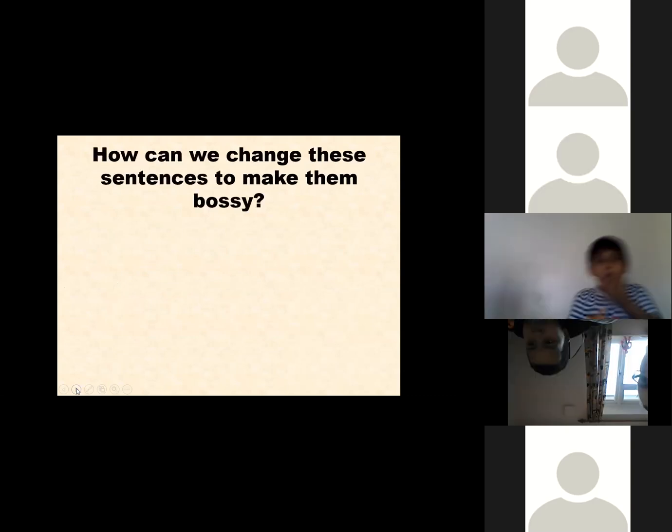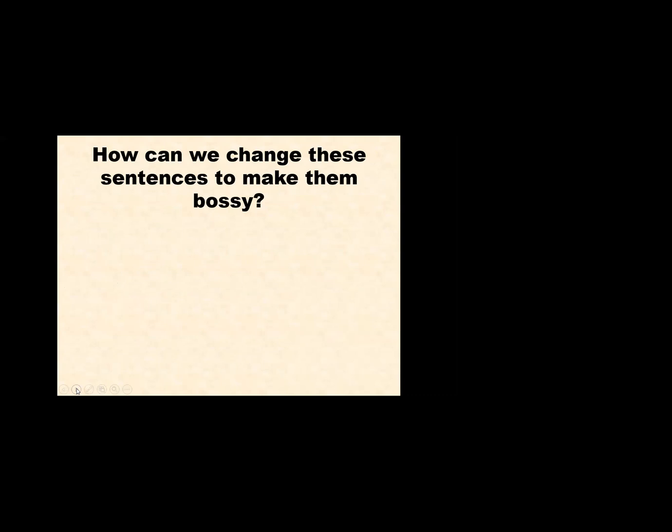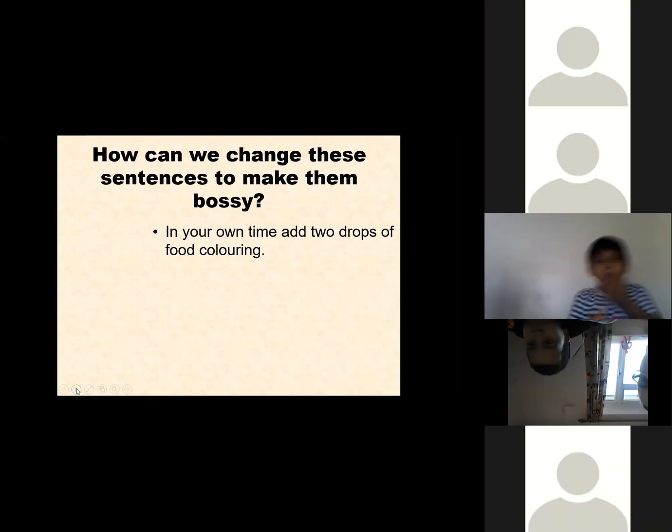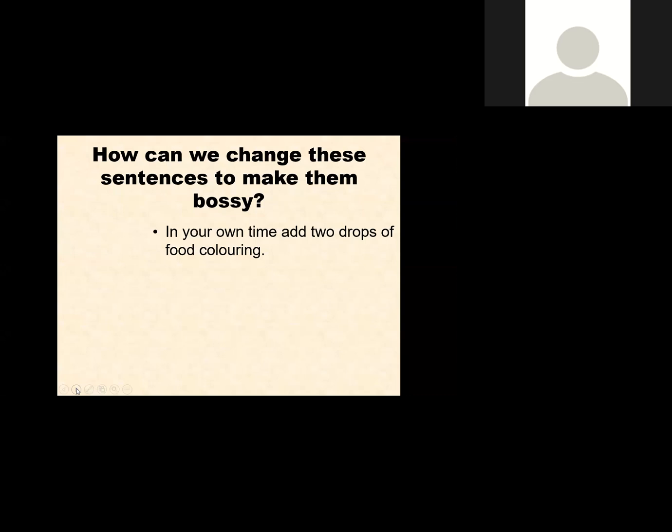Okay, how can we change them to make them bossy? Are you ready? Let's go. In your own time, add 2 drops of food colouring. Which bit do we need to take away? Listen to Miss Gallivan saying it again. In your own time, add 2 drops of food colouring. What could we do that makes it bossy? We could say, add 2 drops of food colouring. We're not being super pleasant about it. We're not saying in your own time. We want somebody to do it right now. It's an instruction, for goodness sake. Add 2 drops of food colouring.